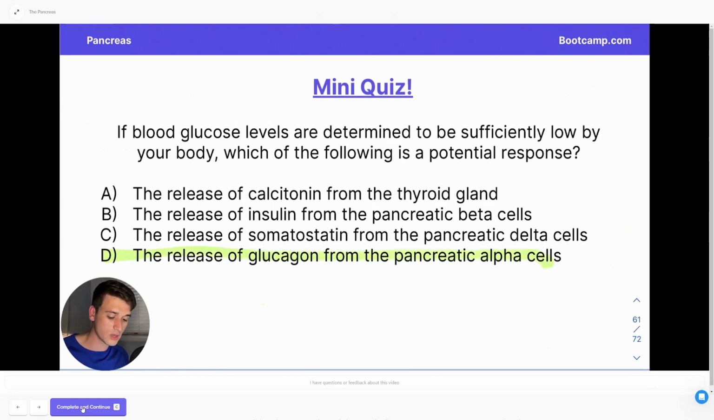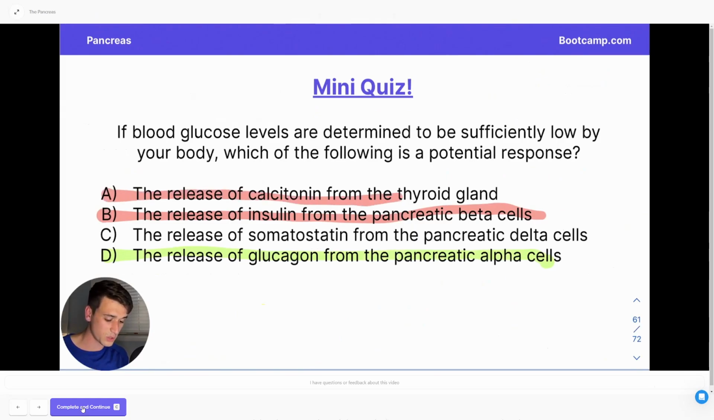Recall that glucagon will target fat and liver cells and ask them to release their glucose stores in times of low blood glucose so that we may increase that blood glucose level. Answer choice B, the release of insulin from pancreatic beta cells, is the opposite. When we have too much glucose in the blood, we're going to ask the muscle cells, liver cells, and fat cells to take some of that out of the blood and store it.